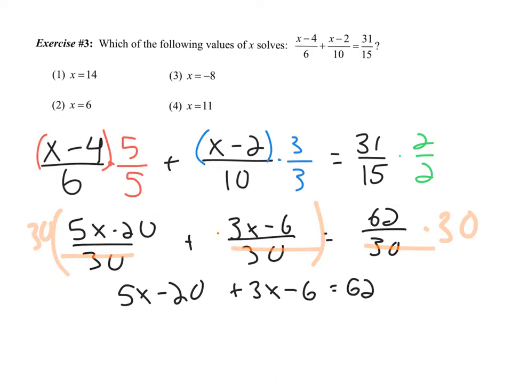So now it's just like what we had in the other video, where we end up getting 8x minus 26 equals 62, 8x equaling 88, and x equaling 11.